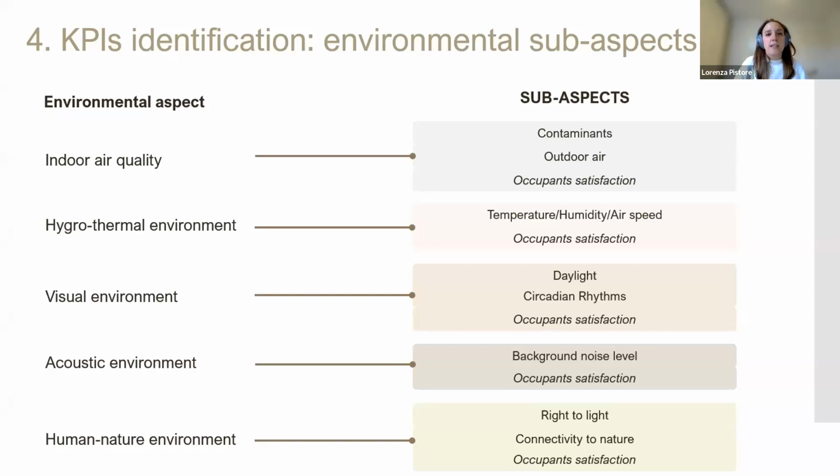So for the indoor air quality, we looked at contaminants and the relationship with the outdoor air. For the hygrothermal environment, of course, we looked at temperature, humidity, and airspeed. For the visual environment, we looked at daylight and the circadian rhythms. For the acoustic environment, the background noise level, and for the human nature environment, the right to light and the connectivity to nature. So these for us were the important sub-aspects that we wanted to take into consideration for the KPIs identification.